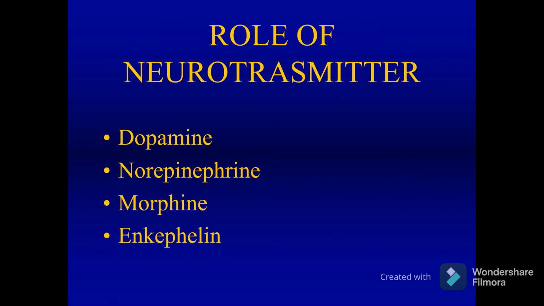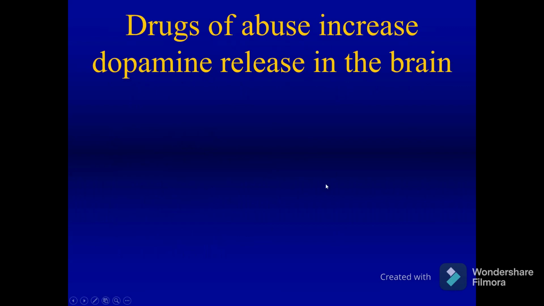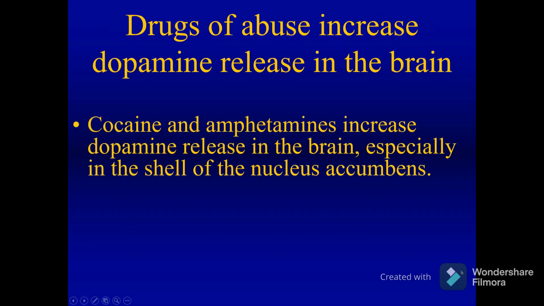So we'll discuss now the role of the neurotransmitters. Various neurotransmitters have been described, like dopamine, norepinephrine, morphine, enkephalin. Now, drugs of abuse increase the dopamine release in the brain, like cocaine and amphetamines, especially in the shell of the nucleus accumbens.